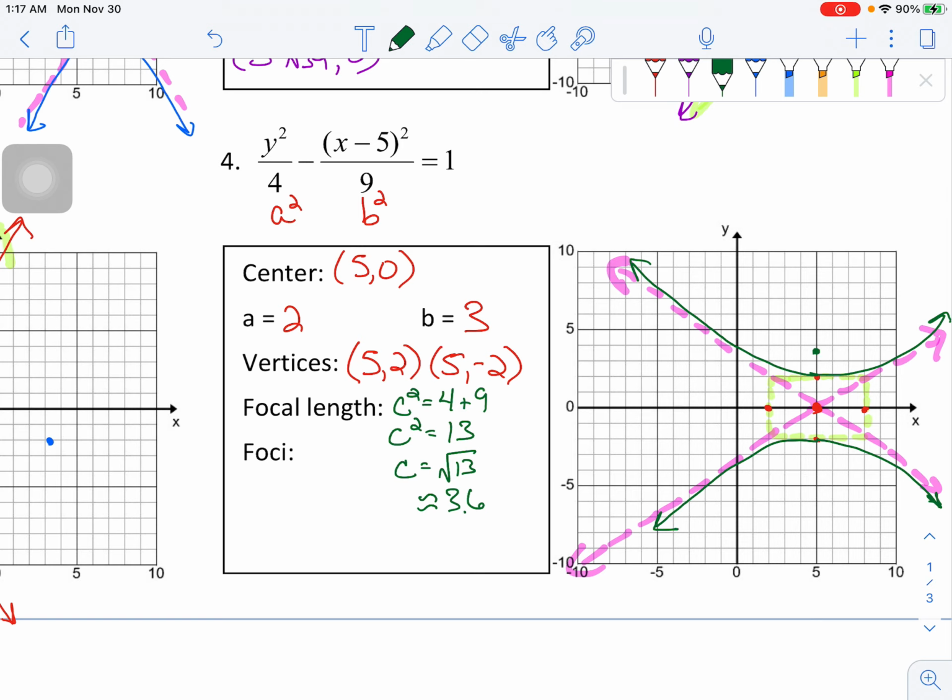So 1, 2, 3.6. Had to make sure I was counting from the right space. So in this case, our x value didn't change, but our y value did compared to the center. So that's going to be 5, root 13, and then 5, negative root 13.